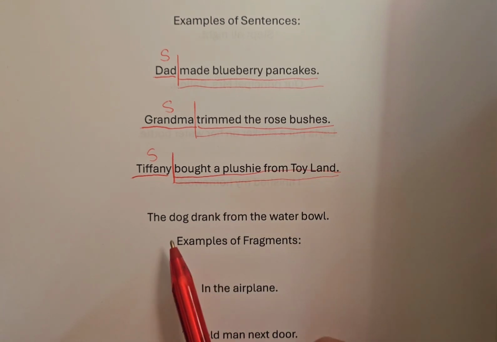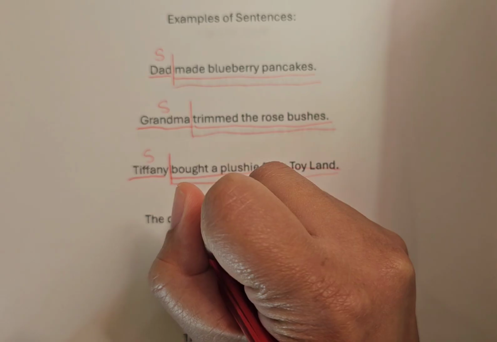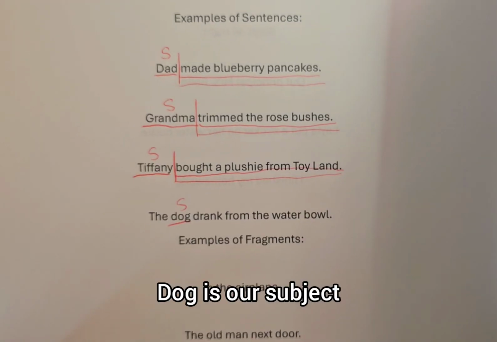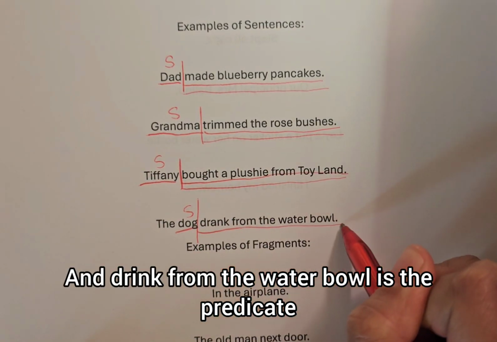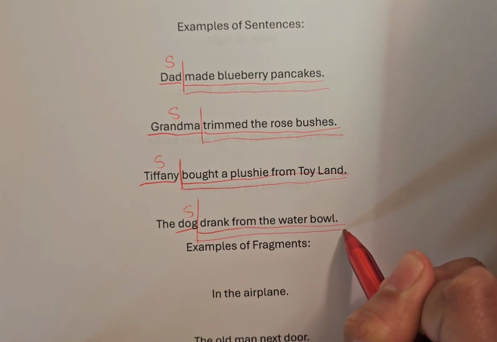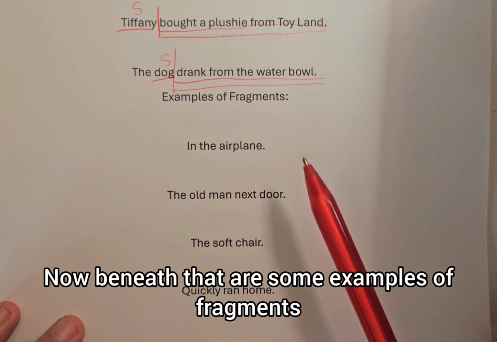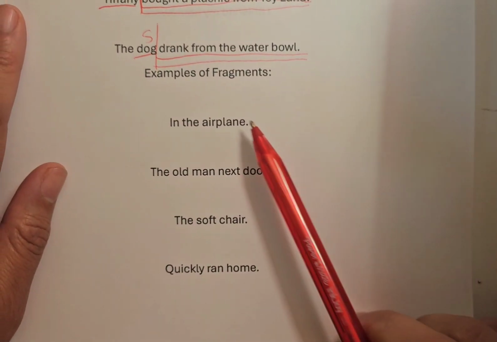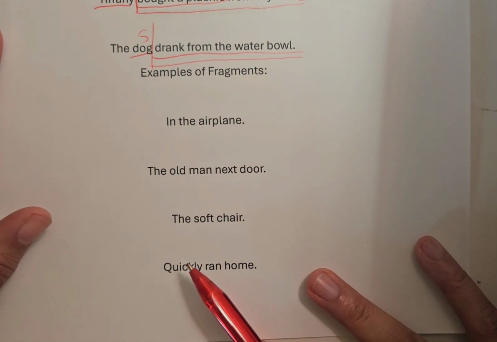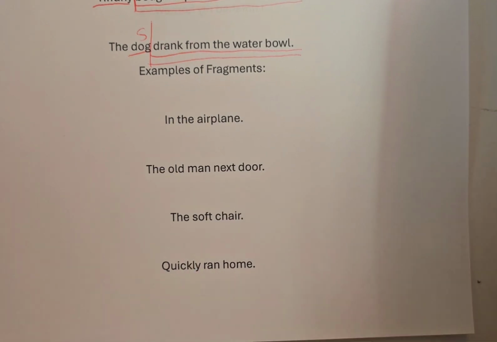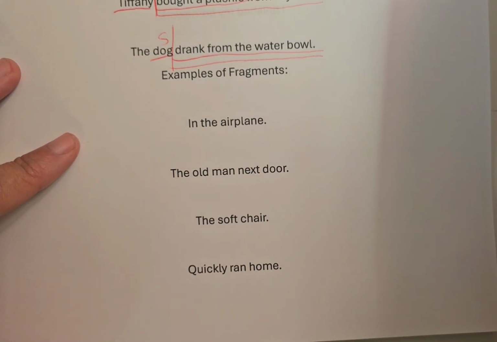And the last one. The dog drank from the water bowl. Dog is our subject. And drank from the water bowl is the predicate. Now beneath that are some examples of fragments. In the airplane. What happened in the airplane? Who or what was in the airplane? We don't know. There's not enough information, so this would be a fragment.